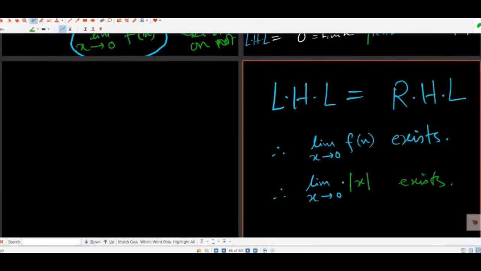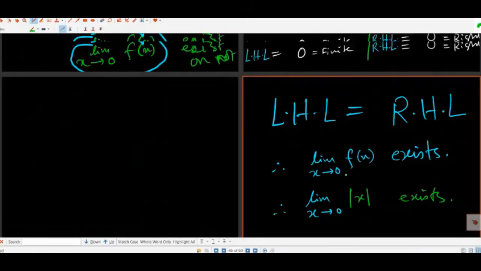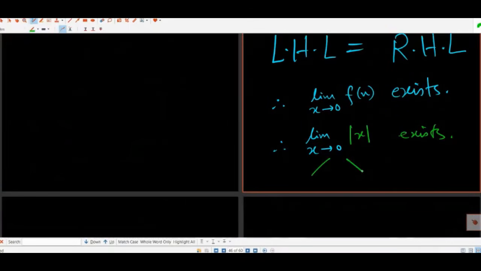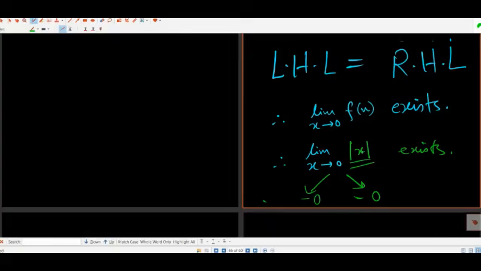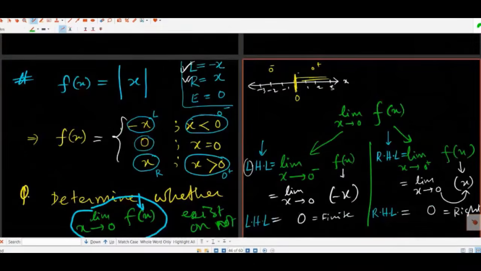There is one warning: from here you can easily find the left hand limit and right hand limit without converting this one to a piecewise function. Then every time you will see 0 and 0. That is also okay, but this is not the same for all cases. So please try to convert the absolute value functions to piecewise functions. Then it will be easy to find the leftward function, rightward function, and equal function. Okay?